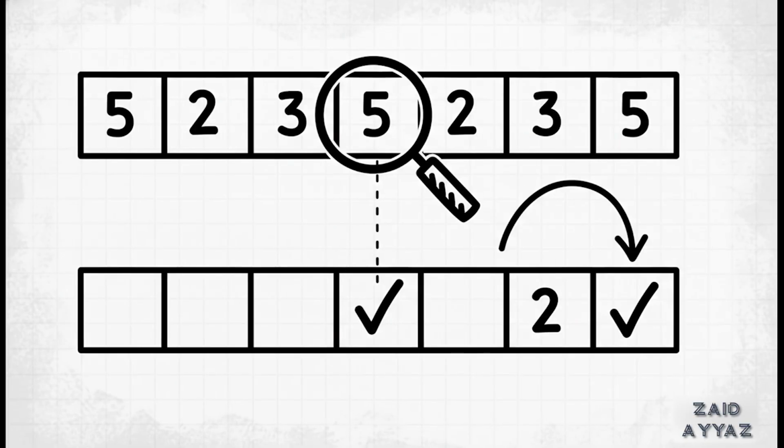So here is the really crucial part. Later on, when the main loop gets to index 3, the first thing it's going to do is check our little tracking array.